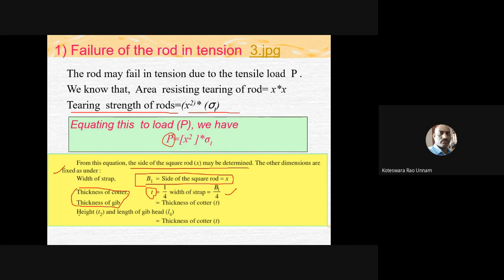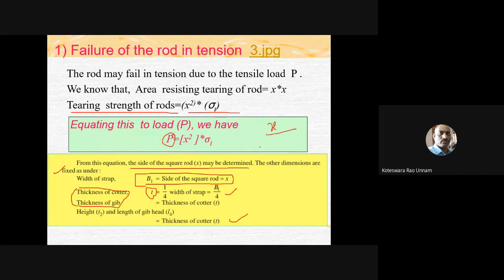Then the height and length of the jib head. Like I said, T2 and L4, these are also empirical relations only. T2 and L4 are also taken as the thickness of the cotter. That is equal to T only. So now you need to remember these are the empirical relations. The only thing is, using the failure criteria, we'll find out the X value.